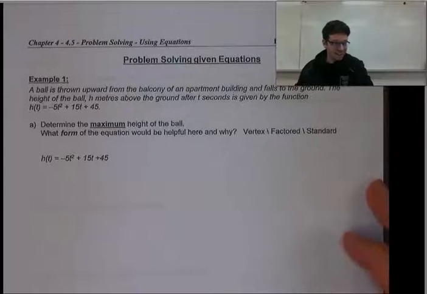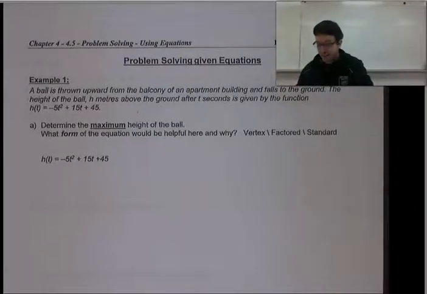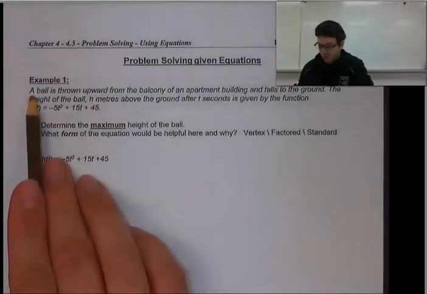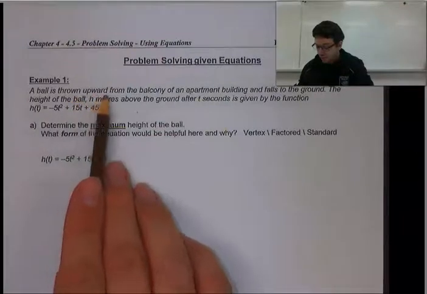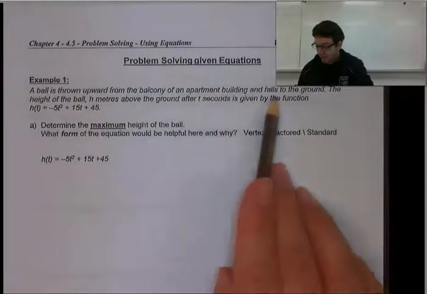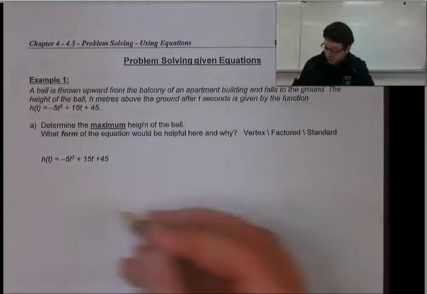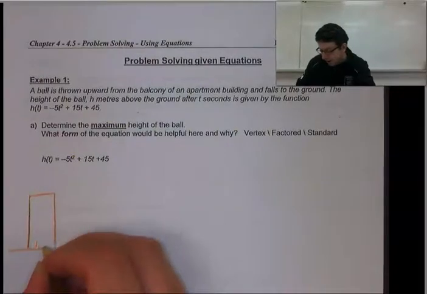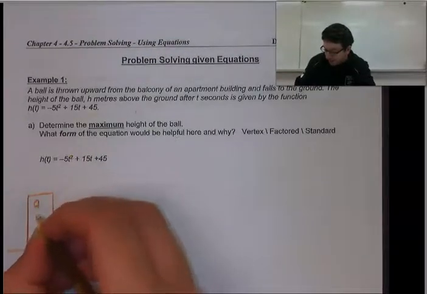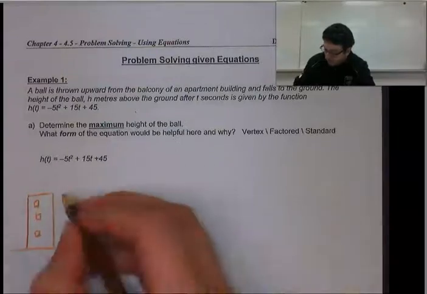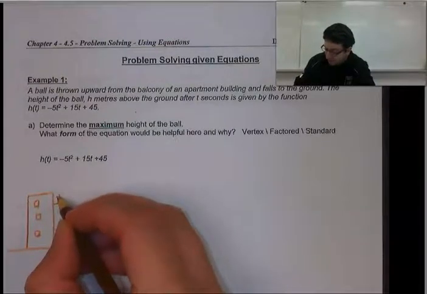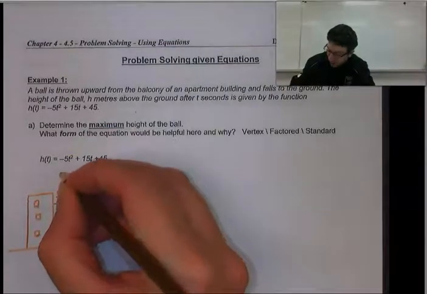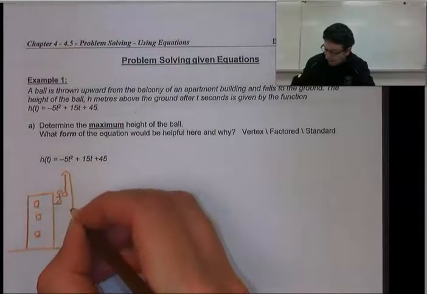Alright, so the next example, let's go over how we would start it, and then I'm going to let you guys finish it. First, read the question carefully. Don't rush. A ball is thrown upwards from the balcony of an apartment building and falls to the ground. So let's draw a little apartment. Here's the ground. Here's our apartment building. I don't know where you are. Let's just put a balcony right there. Maybe you're at the penthouse. And you take a ball and throw it up, and then it comes back down.